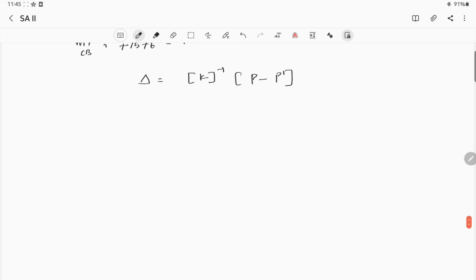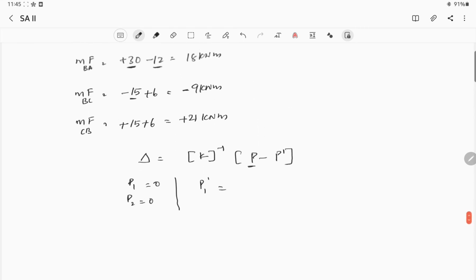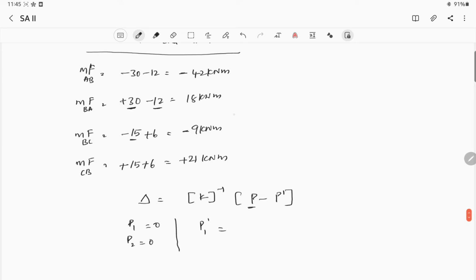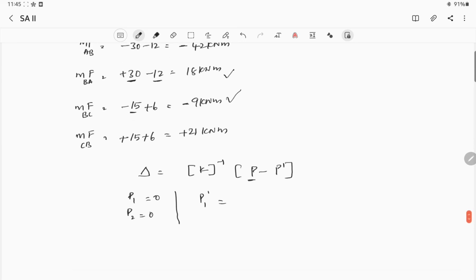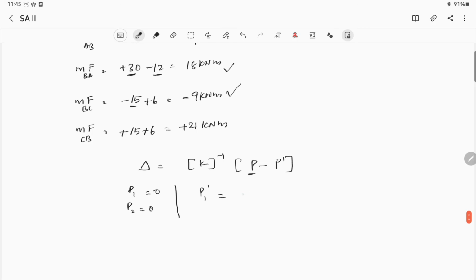P1 and P2 is equal to 0, whereas P1 dash is equal to, what do you mean by P1 dash? MBA plus MBC. 18 minus 9 is how much? 18 minus 9 is 9, and P2 dash is MCB, that is 21. Okay, so we got the value of P1 and P2.